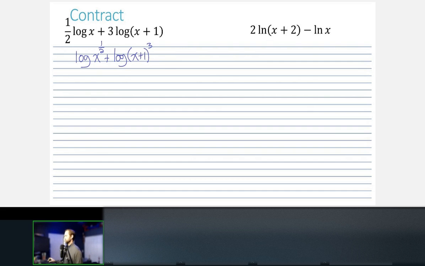Addition becomes what? Multiplication. Yep.